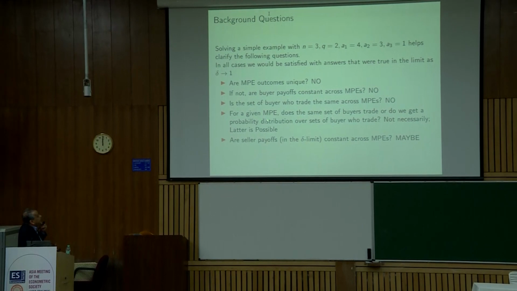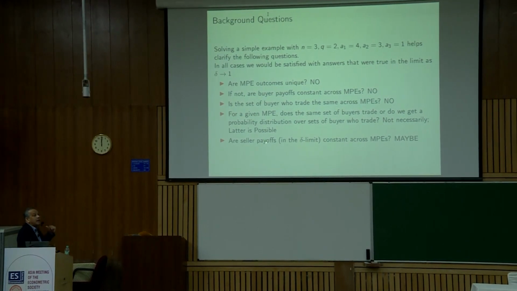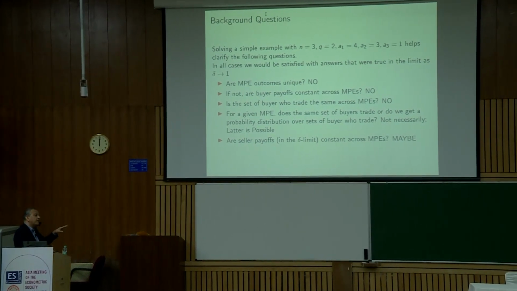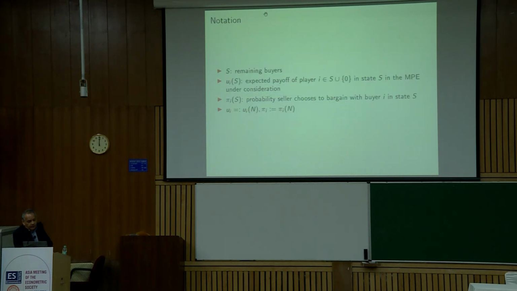And that is not true even within a fixed MP. So this is not simply variation across MPs. Even within an MP, there's a probability distribution over the set of buyers who trade. Are seller payoffs constant across MPs? Looking at the examples, that remains an open possibility. Indeed, we will find that seller payoffs are actually pinned down in this framework.